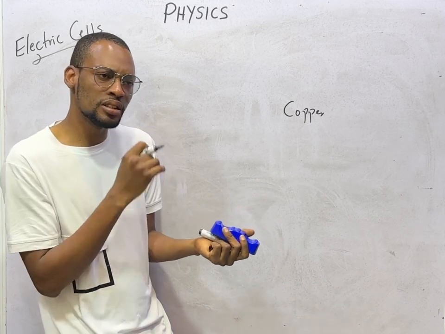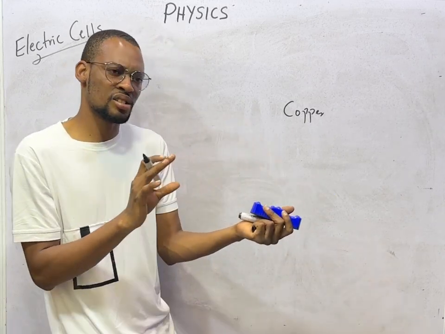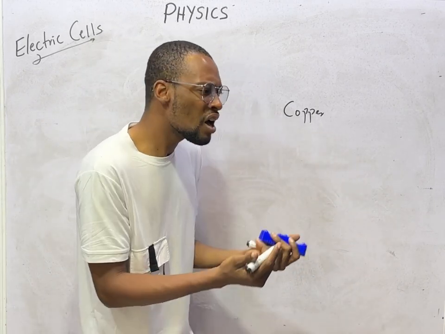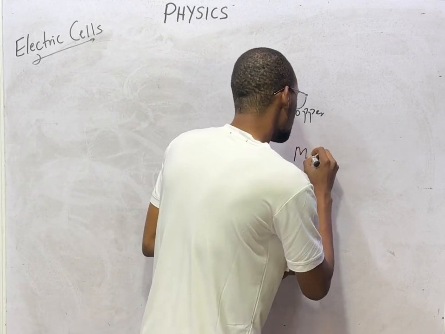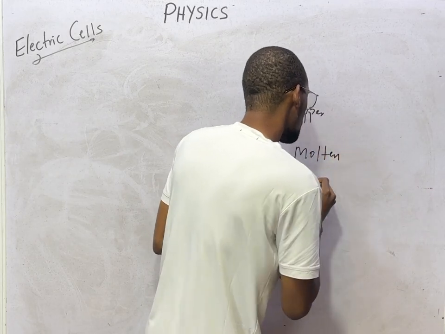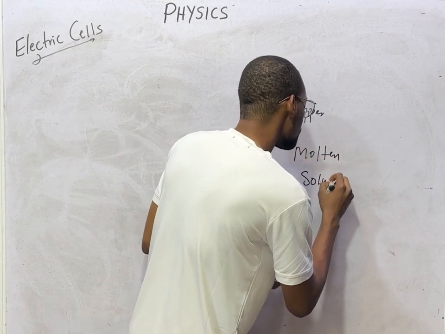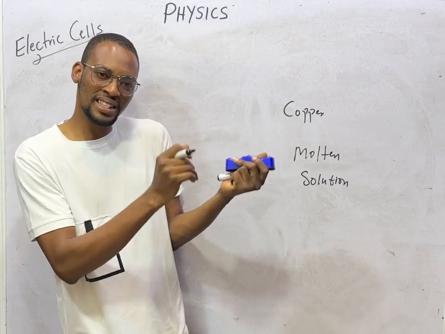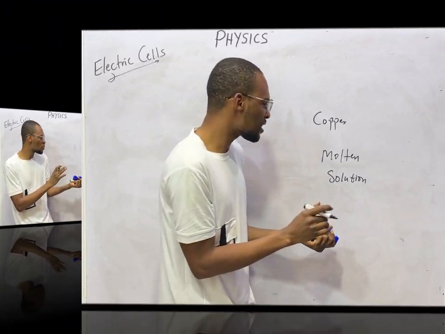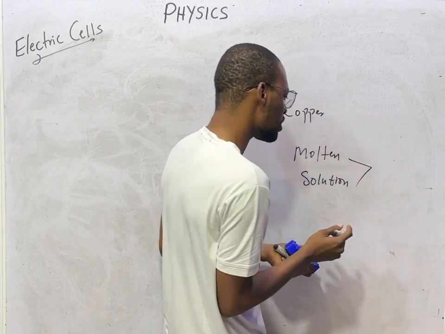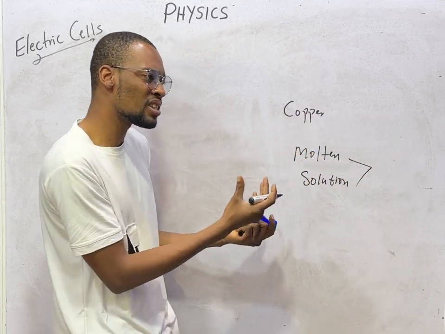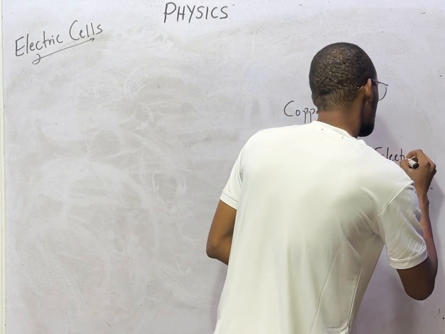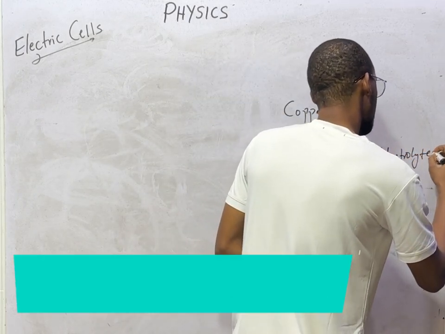On the other hand, there are materials or substances that only conduct electricity when they are in molten state or when they are in solution. Molten state means when they've melted. So these substances that conduct electricity only when they are in molten state or solution are referred to as electrolytes.